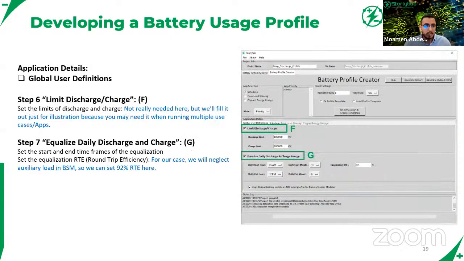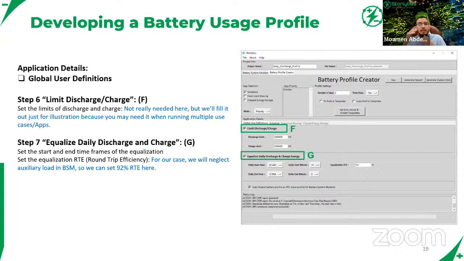So, okay, next. The last thing we have now in our steps is defining your user definitions, where you have 2 main inputs here. The first one can limit your discharge and the charge during the project. So let me clarify this point.